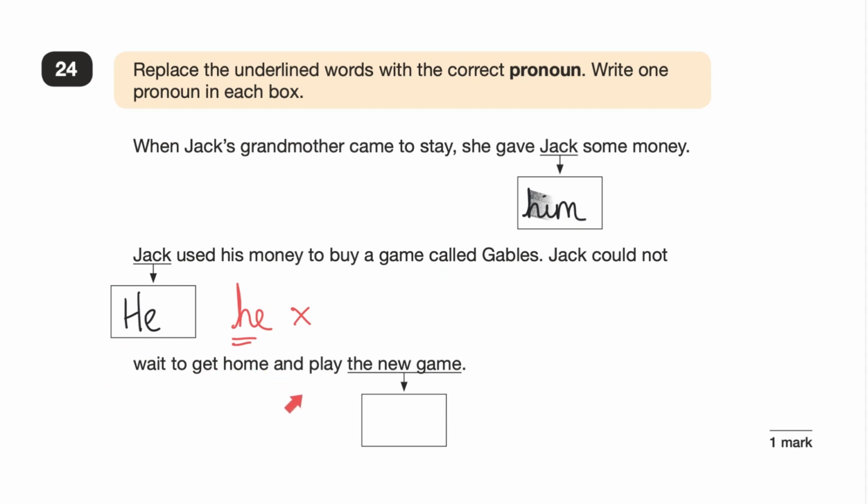Jack could not wait to get home and play the new game. What would go in here? Well, it would be Jack could not wait to get home and play it. Okay, very simple, very straightforward. And once you see it, it's very, very obvious. So a very straightforward question. And again, I can see sometimes why this little bit in the heat of the moment would cause a little bit of confusion. But just compose yourself and think about what actually makes sense, and play it. Perfect sense. 1 mark. On to the next question.